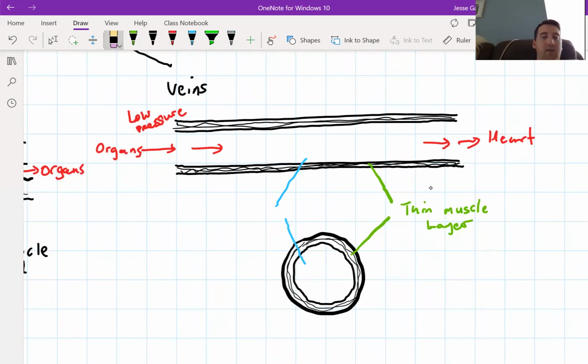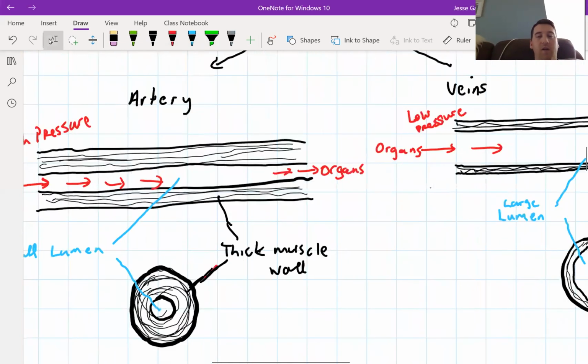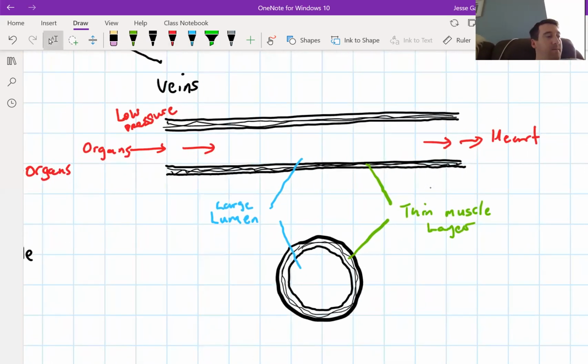Sorry, let me spell it and get my writing a bit neater. Lumen, L-U-M-E-N. And this is a large lumen or a big lumen. It's a much bigger lumen than over here if we compare them. So there's a small lumen, this is a large lumen. Again, you shouldn't be watching, you're just listening so far.